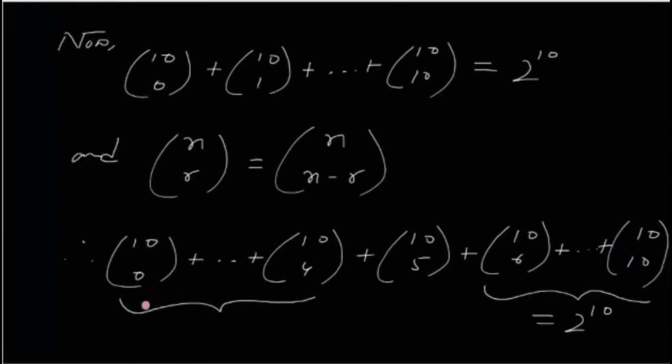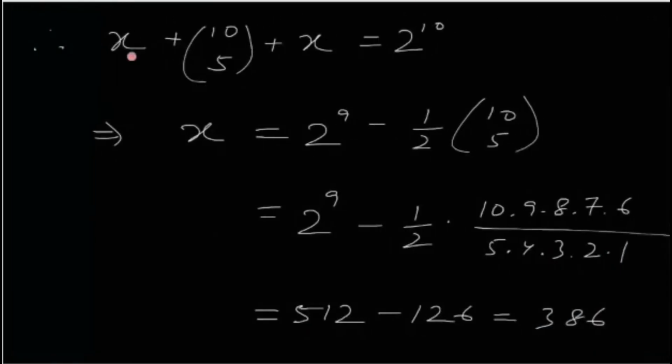So we have this one is x plus 10 choose 5 plus again this one is x. So x plus 10 choose 5 plus x equals 2 to the 10. Therefore, x is 2 to the 9 minus half times 10 choose 5. So 10 choose 5 is this. Now this part is quite easy to handle, right? So this is nothing but 386. So x turns out to be 386.